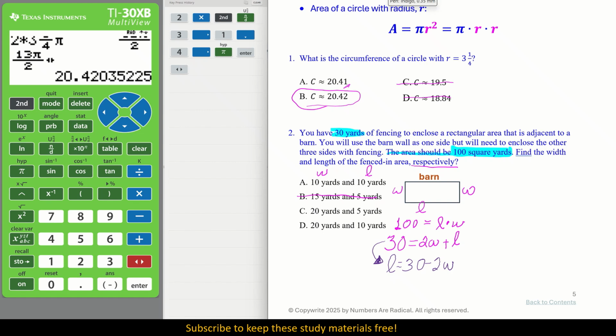Now that gives me something to substitute back into my area here. If I could keep my pen steady, I'm going to substitute that right back here. Okay, now let's look and see what happens. I have 100 equals, in parentheses, 30 minus 2W, times W. Now I have something I can put in my calculator and come up with options.